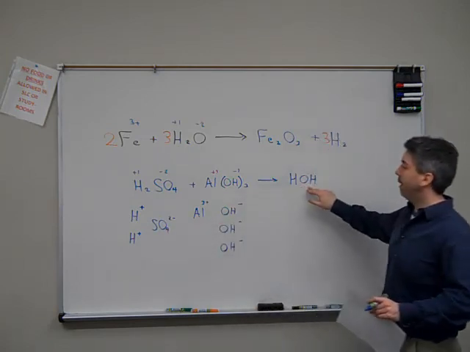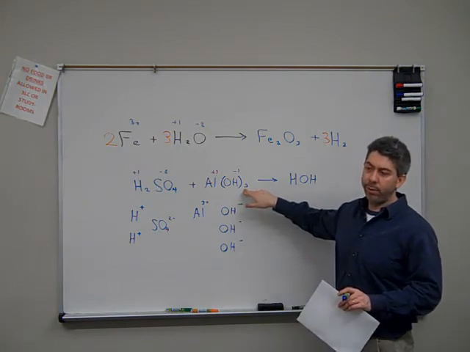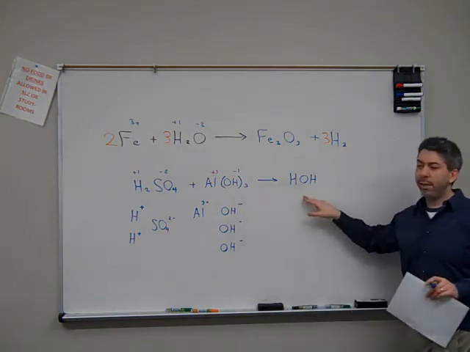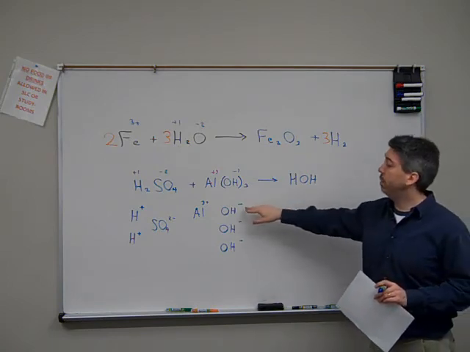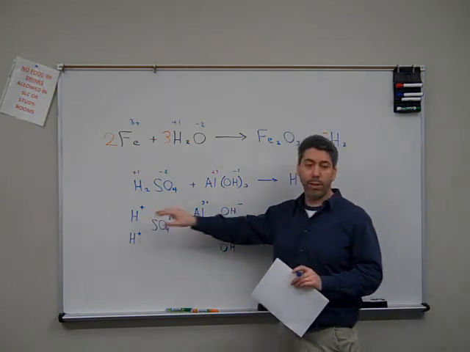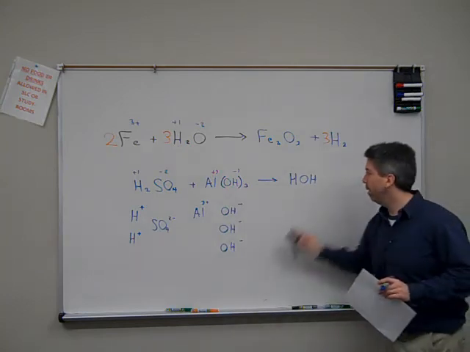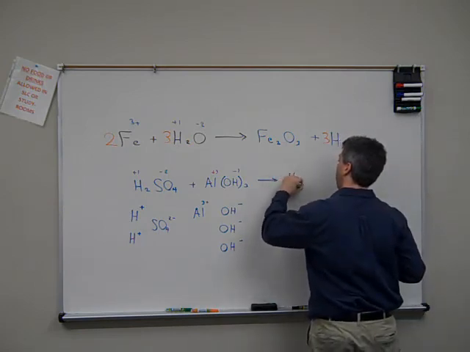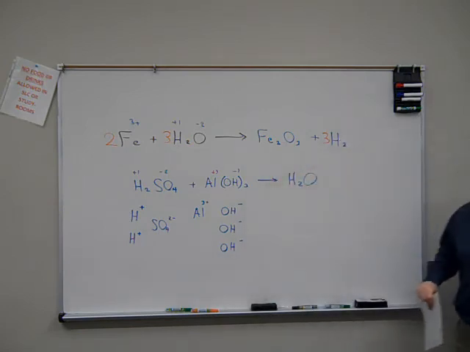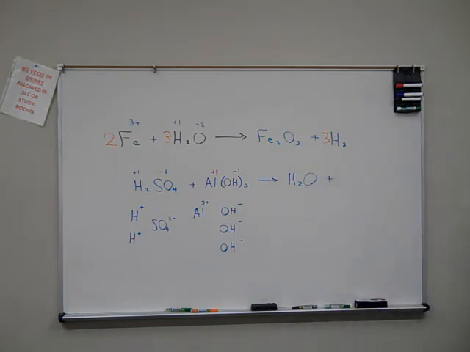So when you put them back together, you don't necessarily keep the subscripts here. You put them back together based on their charge. And so OH is a -1, H is a +1, you just need one of each. So it's HOH, or, as we like to call it, water, H2O.